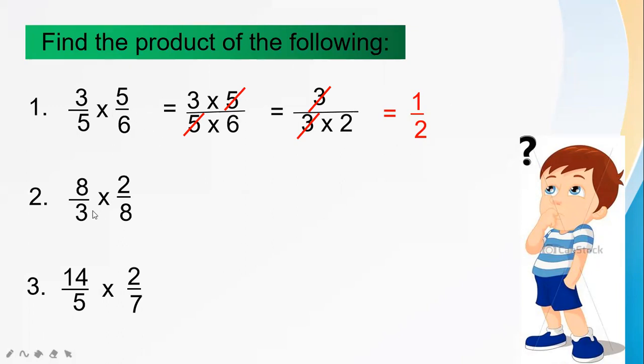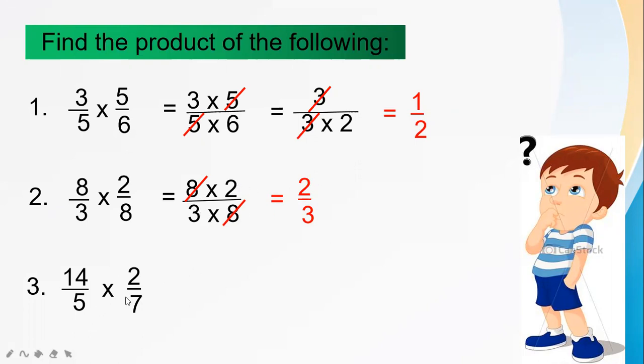Next, we have 8 over 3 multiplied by 2 over 8. Then again, multiply 8 and 2, then 3 and 8, numerator to numerator, denominator to denominator. Since the common factor is 8, you cancel the common factor 8. And the answer is 2 over 3 because these are the remaining factors. So you copy 2 and then copy 3.